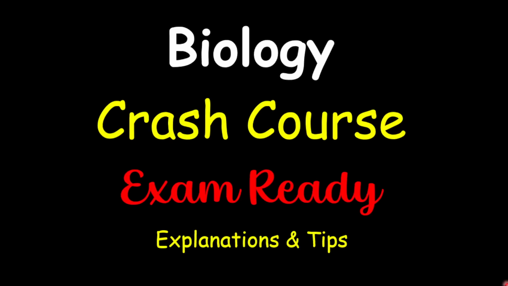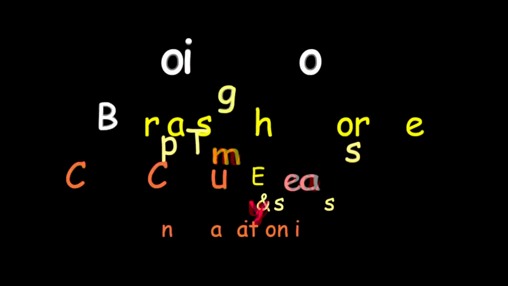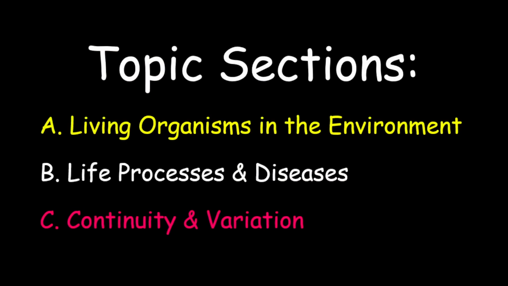I think I've covered about 95% of the entire syllabus, which is good enough for you to at least aim for that grade 1 or A. So the first thing first is look at the division of the syllabus or the course itself, and the course is divided into 3 segments. You have living organisms in the environment, and then you have life processes and diseases, and then you have continuity and variation.